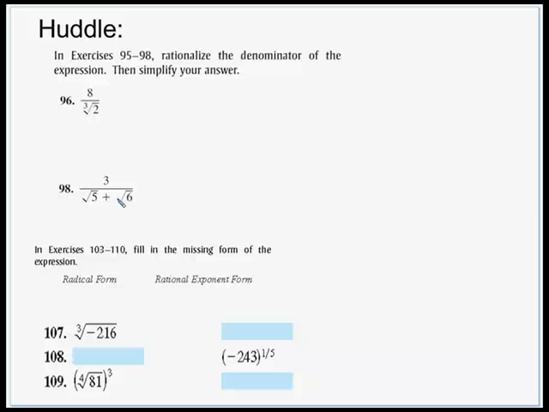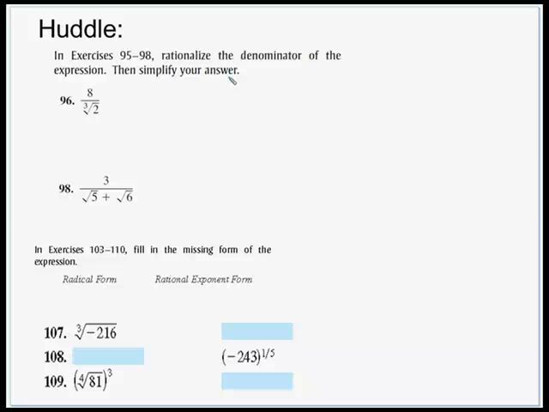by its conjugate. In 107 to 109, here in 107 they give you a radical. Write it as a rational exponent. 108, they gave you the rational exponent. Write it in radical form. And then for number 109, radical to exponential. So pause the video, try those problems, tune back in, see how you did.